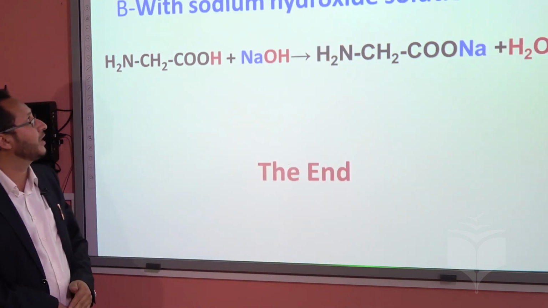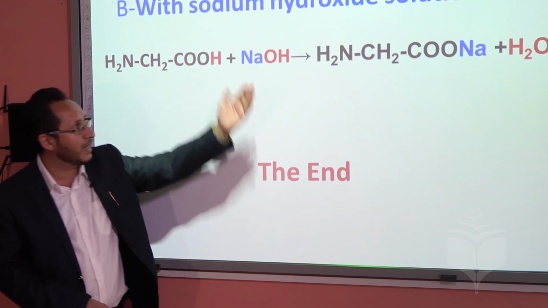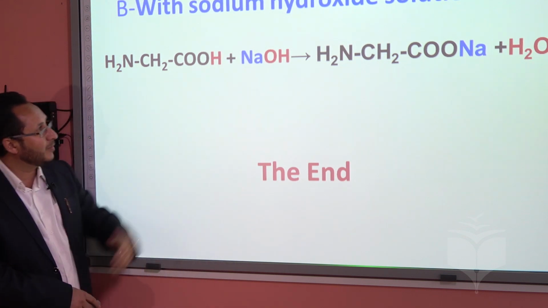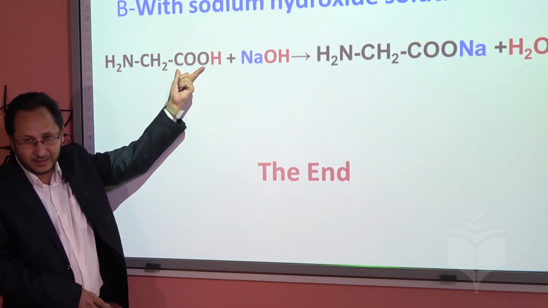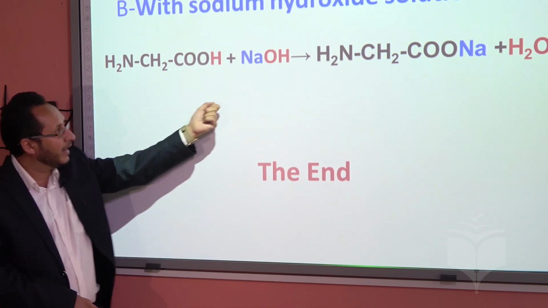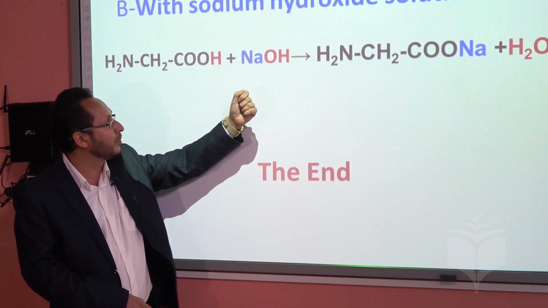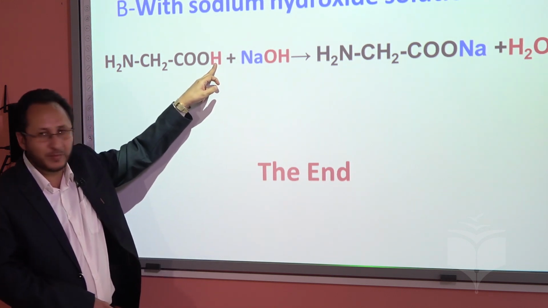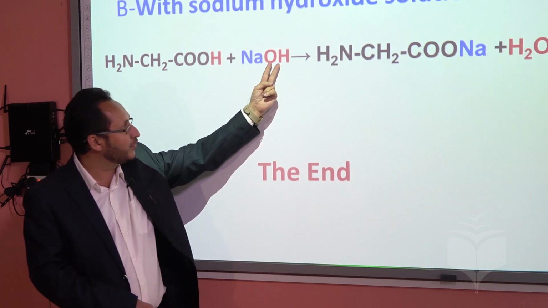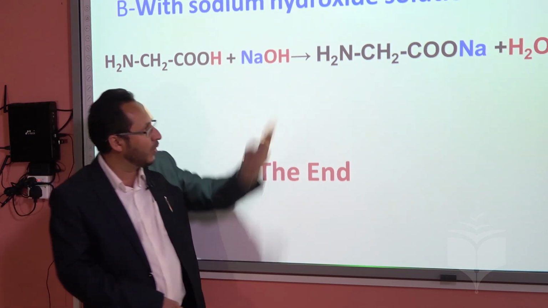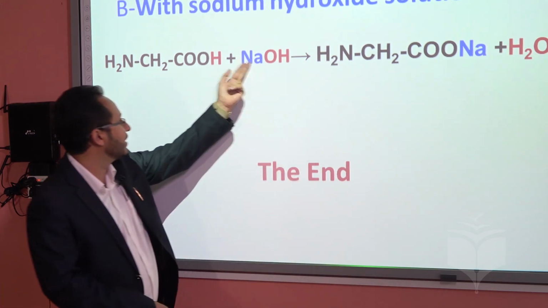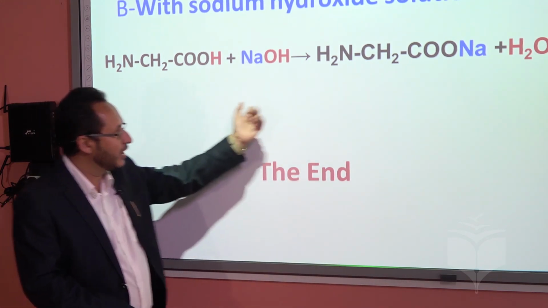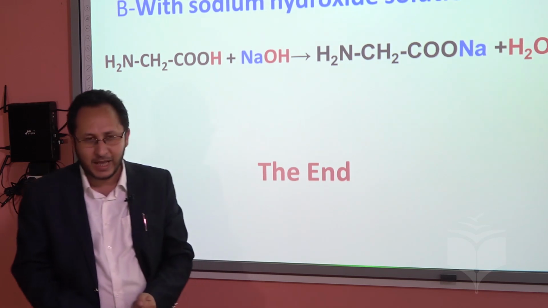Now the last reaction is with sodium hydroxide solution. With sodium hydroxide, this is a base, and also this is an acid. So the acid group reacts with the basic group. You have to remove H from the acid and OH from the base, H and OH as H2O. What remains here is Na, which replaces H and gives us this compound.